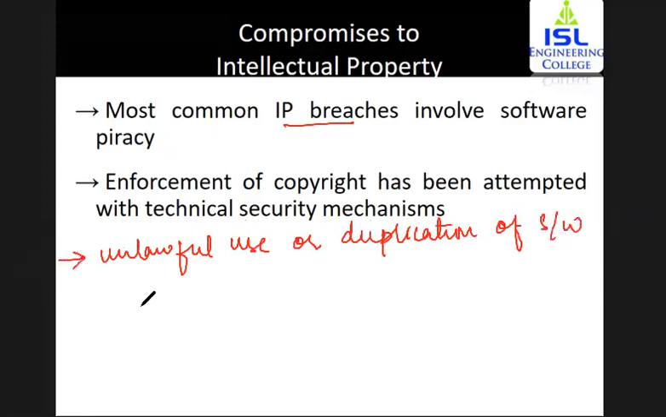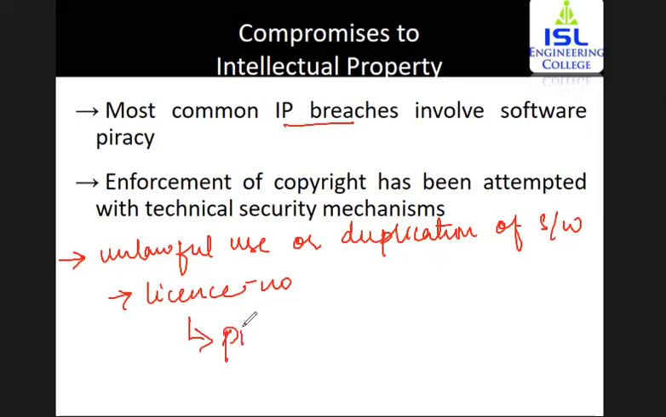Now, many times a particular application has its own license number. Whenever you install this particular application, you need to give the license number. Even for Windows, the operating system that you have, you need to put in the license number. Many people use a pirated version when they do not have this license number. Within this pirated version, you do not need to enter the license number. But when you're using this pirated version, this is how you're attempting a compromise to intellectual property.